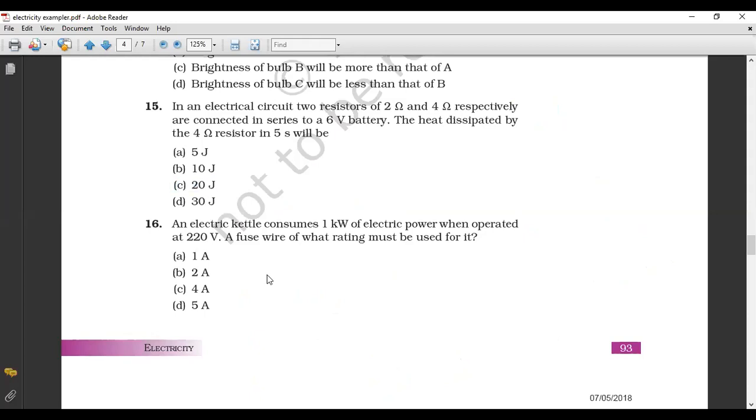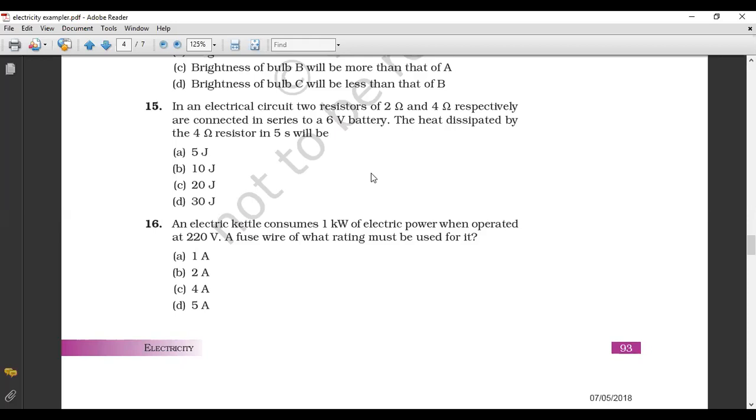Question number 16. An electric kettle consumes 1 kilowatt of electric power when operated at 220 volt source. A fuse wire of what rating must be used for it? So we are given power 1 kilowatt, the potential given here is 220 volts, and we have to find a fuse wire of what rating must be used for it. We have to find what rating of fuse wire we must use here.